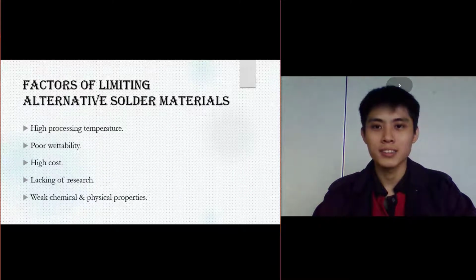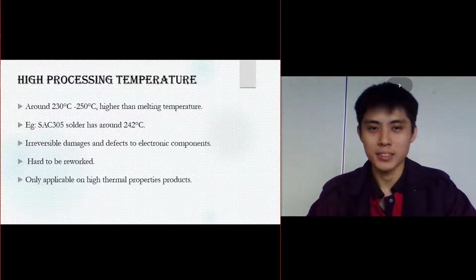These are the factors limiting the alternative solder material. First of all, there is high processing temperature. Normally, lead-free solder has a processing temperature around 230 degrees Celsius to 250 degrees Celsius, which is higher than its melting temperature. For example, SAC305 solder has a high processing temperature around 242 degrees Celsius. This processing temperature will cause irreversible damage and defects to the electronic components, which makes them hard to rework. That's why it is only applicable to products with high thermal properties.